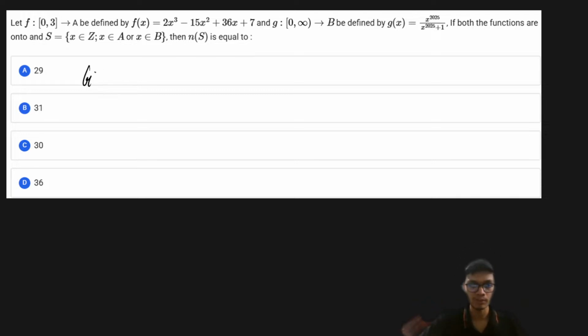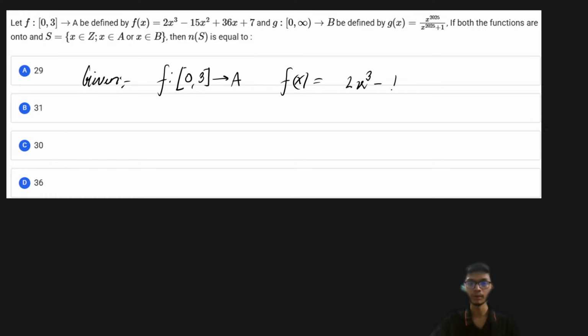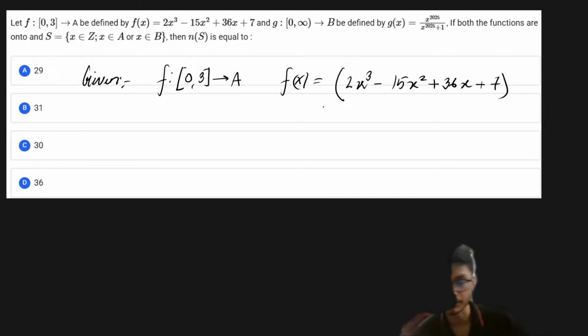In this problem, it is mentioned that a function f has the domain 0 to 3 and goes to the codomain set A, defined by f of x equals 2x cubed minus 15x squared plus 36x plus 7. That's what the definition of the function f of x is given as.